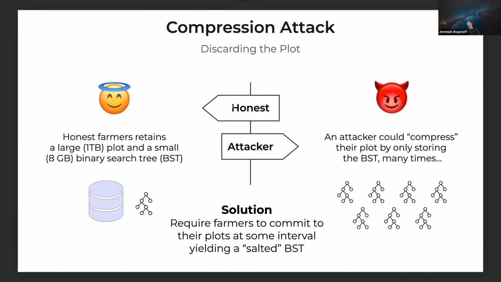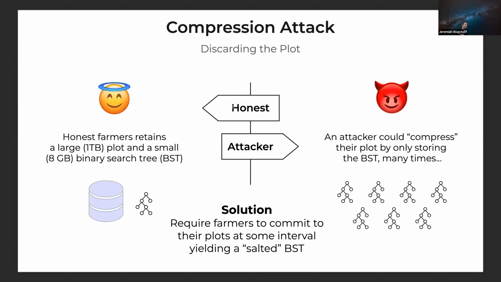Okay, so there's a more efficient form of this attack. We call it the compression attack. Again, the honest farmer creates its plot, it creates its BST. But when it's solving the challenge, it actually only needs the BST to solve the challenge. Once it finds the piece that it needs, it can regenerate the encoding for that piece fairly quickly.